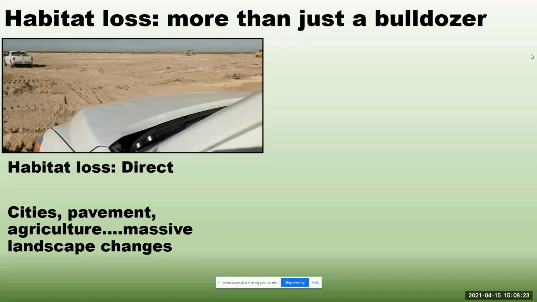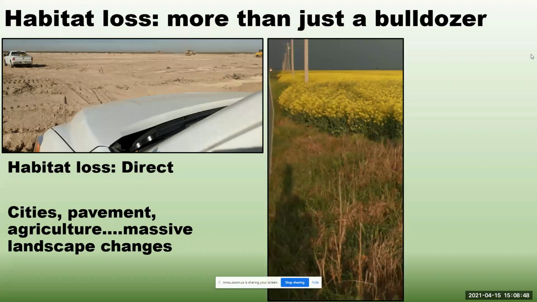Oftentimes when we talk about habitat loss, many people think it's like this picture here, where a bulldozer has come in and removed everything that was there. But in reality, habitat loss, direct habitat loss specifically, includes our cities, it includes pavement, and it includes agriculture. It's really anything that we've done that has caused a massive landscape change, that has removed any of the necessary resources for these organisms to survive.